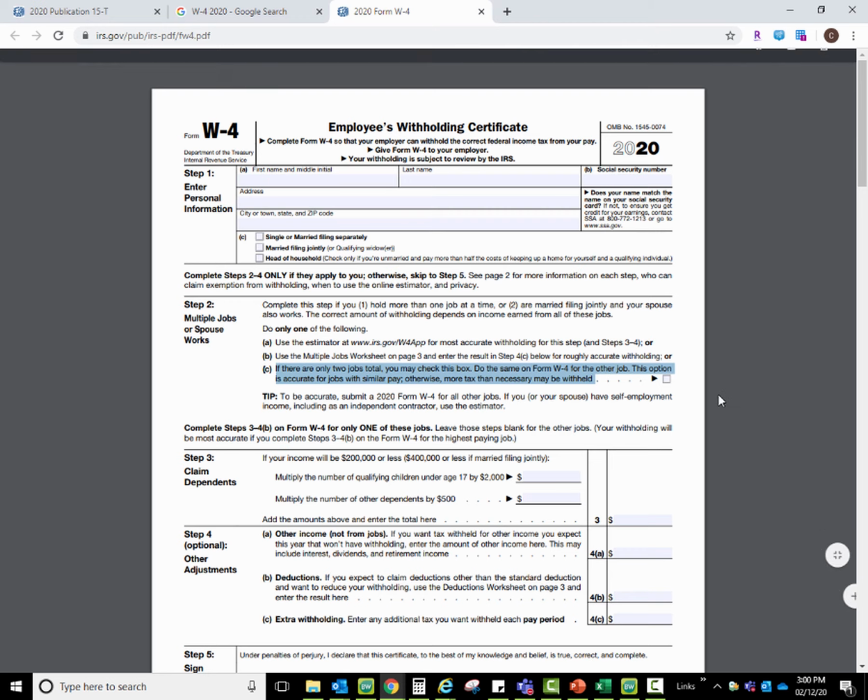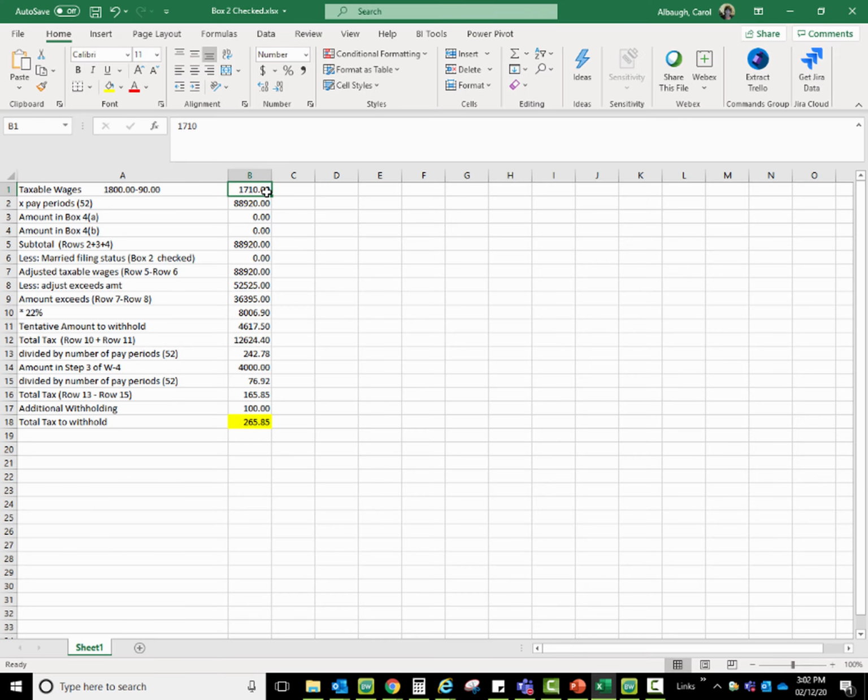This is the example we're demonstrating now. The employee has checked this box. Again, our employee is similar to the last example in that they made $1,800. They had a $90 pre-tax 401k deduction, leaving $1,710 of taxable wages for federal income tax for this pay period. We take that times the number of pay periods, they're weekly, so that equals the $88,920.